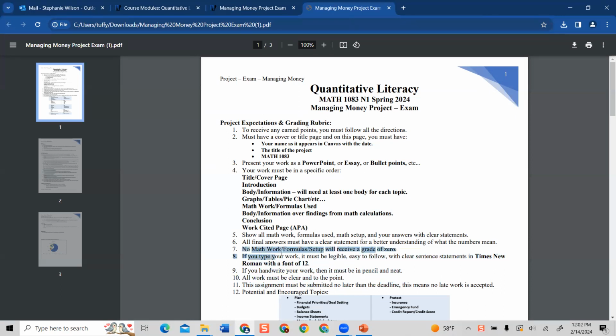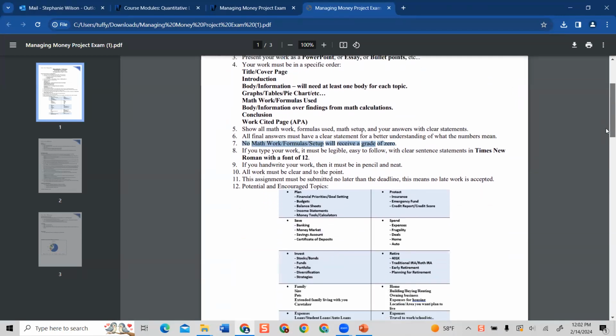If you show no math work, no formulas, no setup, you'll receive a grade of 0 on that portion of the rubric. All answers must be clear statements, and you can't just say $12. You've got to give me a statement. What is the $12? You've got to assume I do not know anything about what you're doing. All handwritten work must be in pencil and easy to follow, because if you use an ink pen, when you mess up you get scribble marks and it's a mess, and you don't want to turn in messy work, not for an exam grade.